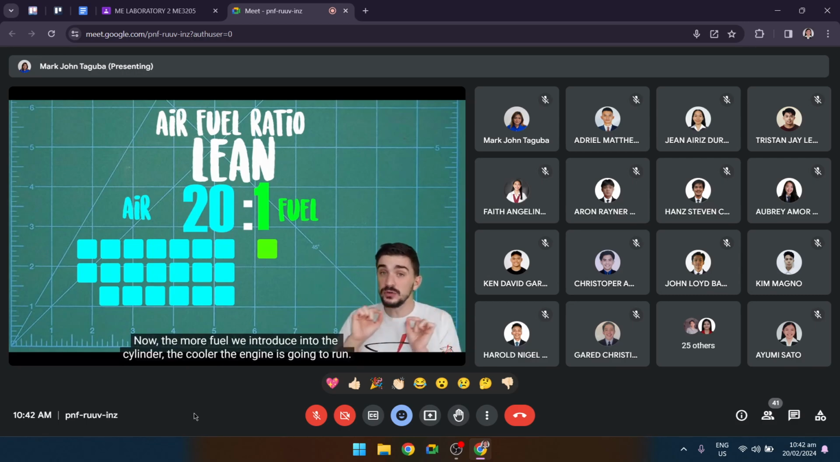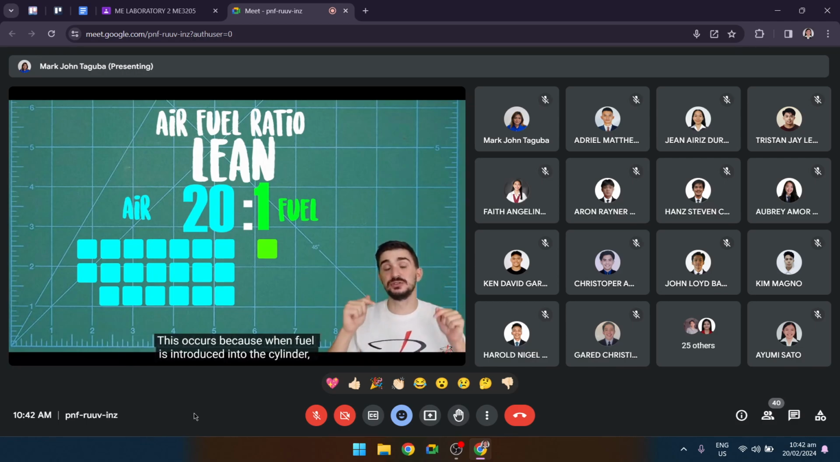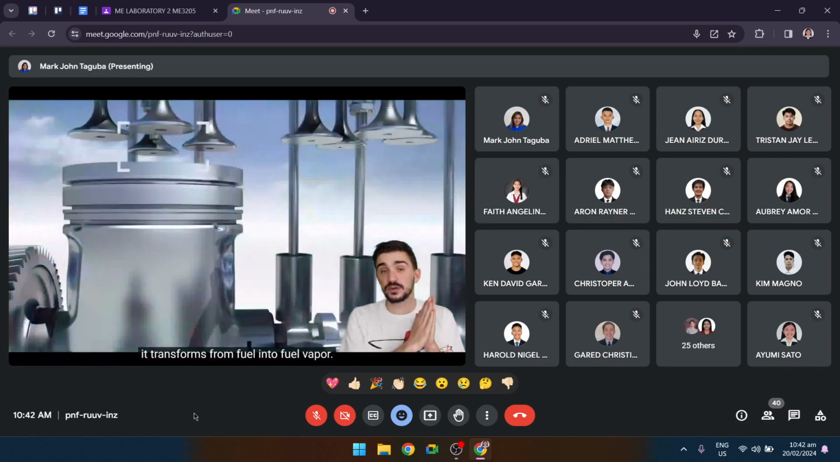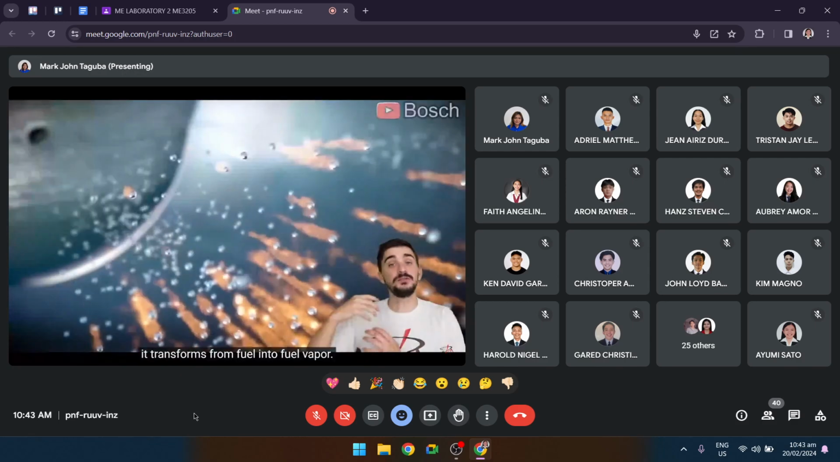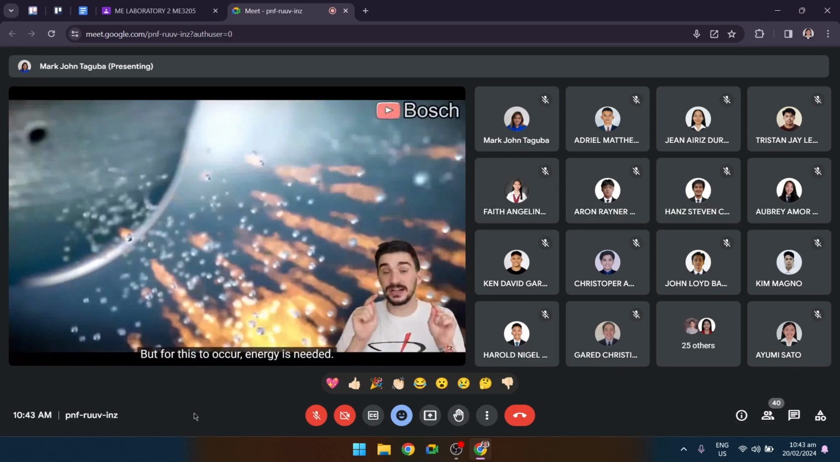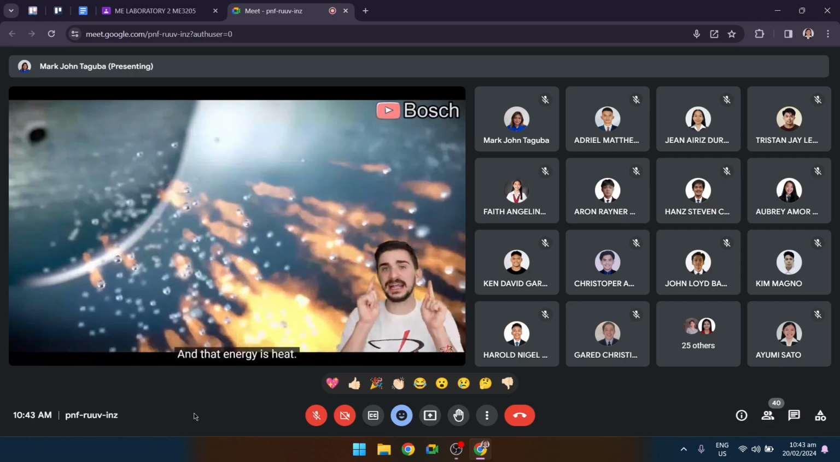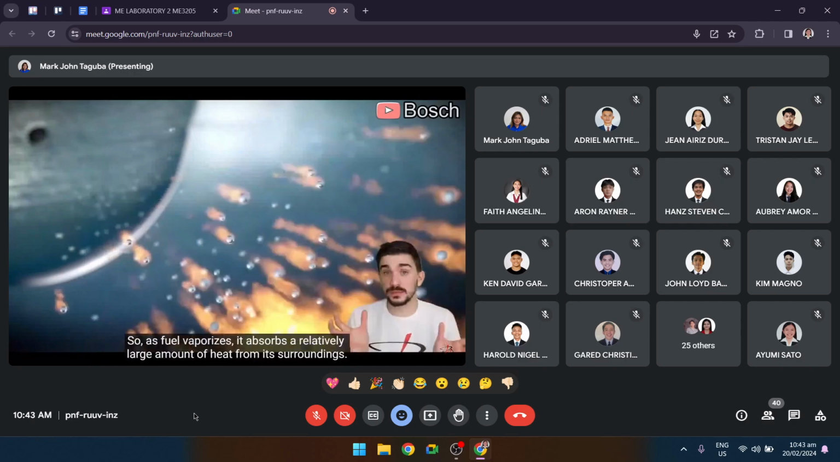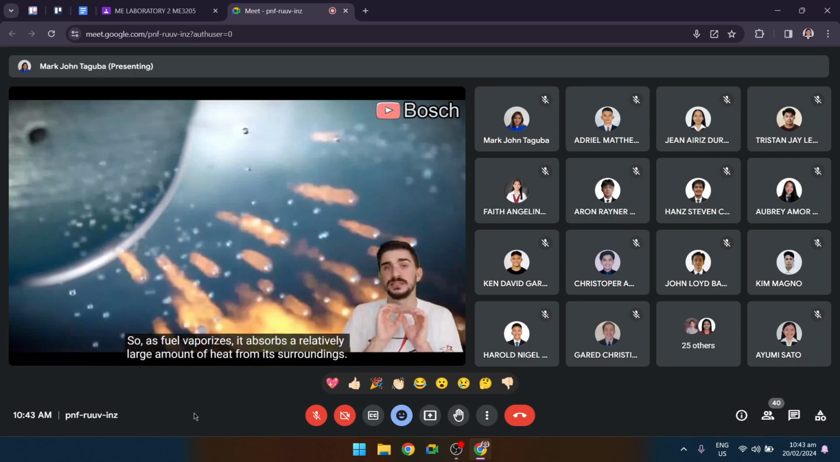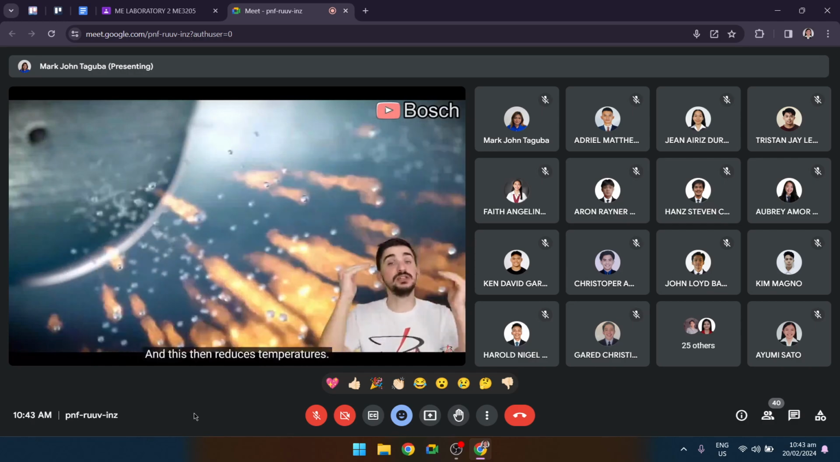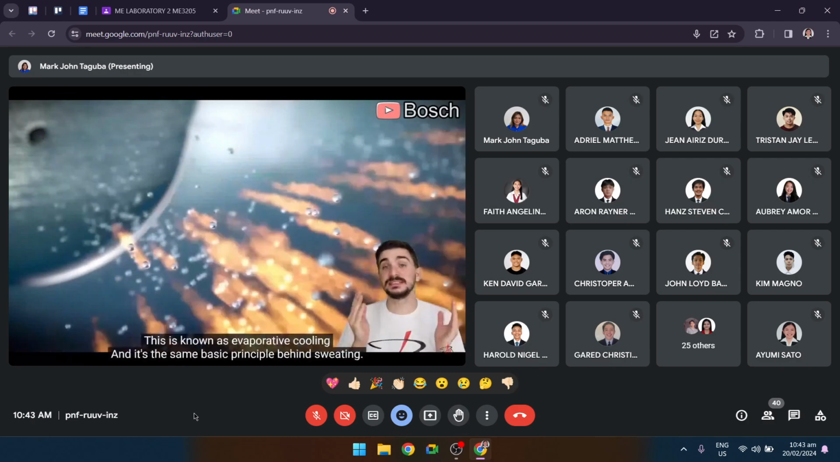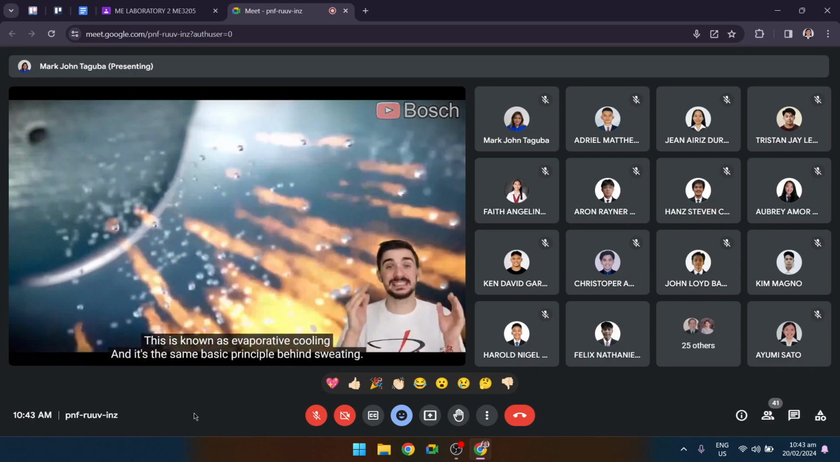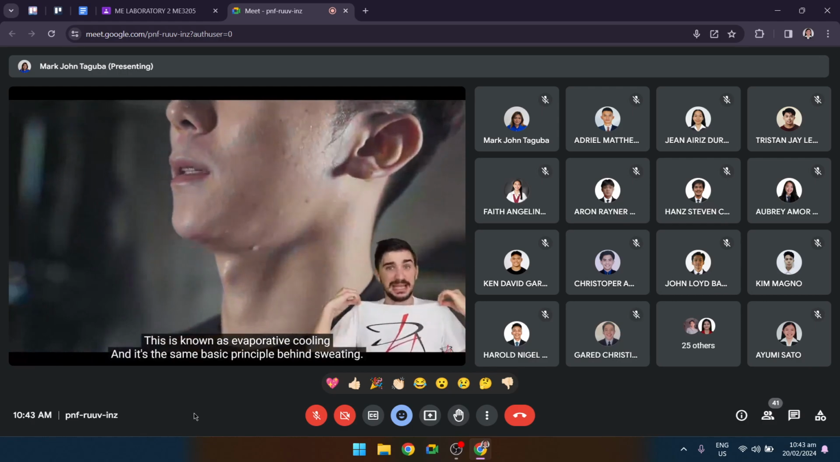Now, the more fuel we introduce into the cylinder, the cooler the engine is going to run. This occurs because when fuel is introduced into the cylinder, it transforms from liquid fuel into fuel vapor. But for this to occur, energy is needed, and that energy is heat. So as fuel vaporizes, it absorbs a relatively large amount of heat from its surroundings, and this then reduces cylinder temperatures. This is known as evaporative cooling, and it's the same basic principle behind sweating.